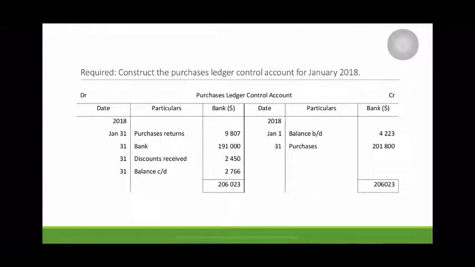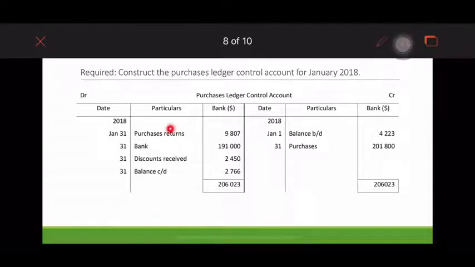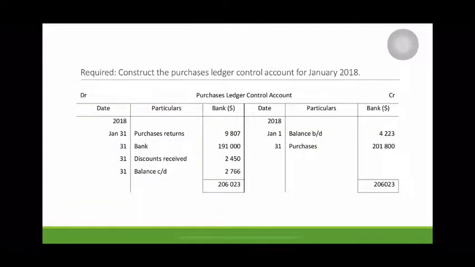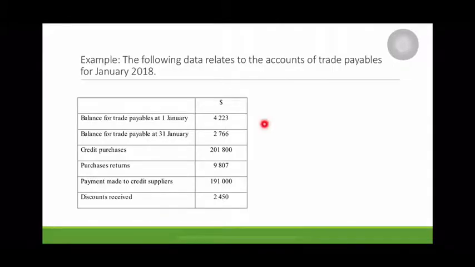In our sales ledger, I started out by going through the debit side of the sales ledger control account, because the balance b/d was on this side. For purchases ledger, I'm going to start by going through the items we include in the credit side. Firstly, of course, we have the balance b/d. This balance b/d is given to you here. It says balance for trade payables at 1st January. The 1st January will be the first day of the period, the starting balance, sorry, the opening balance. So this is the balance b/d.